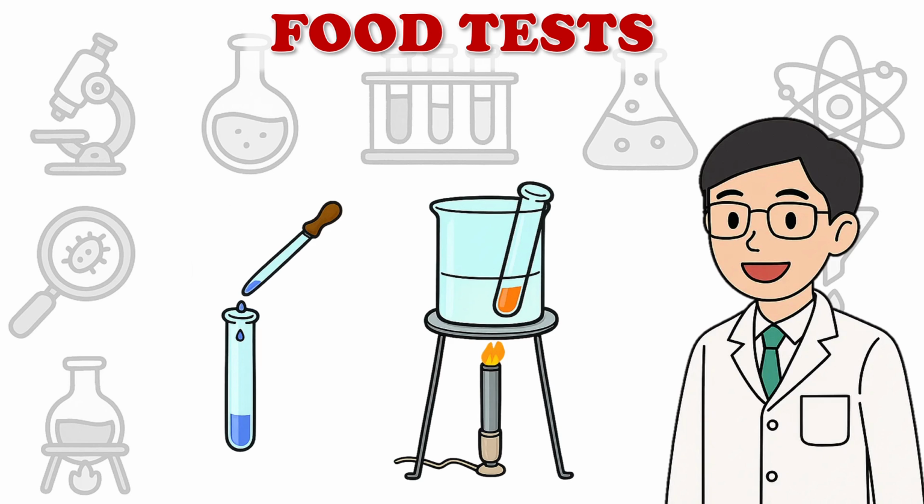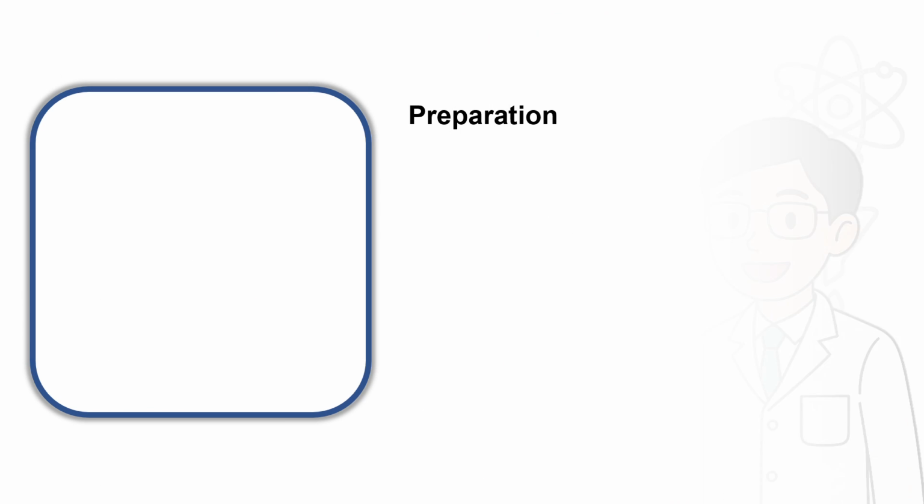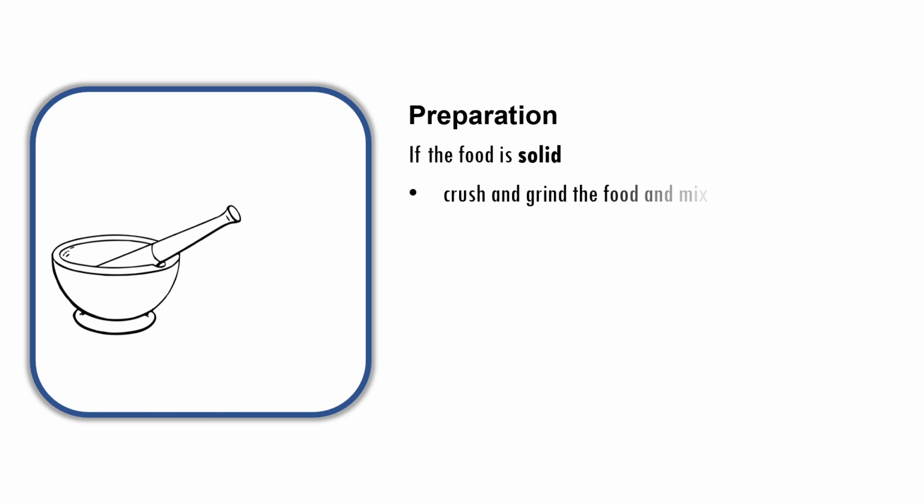In this video, we'll explore how to test for different food molecules. Before starting any test, it's important to prepare the food sample properly. If the food is solid, begin by crushing or grinding it using a mortar and pestle.